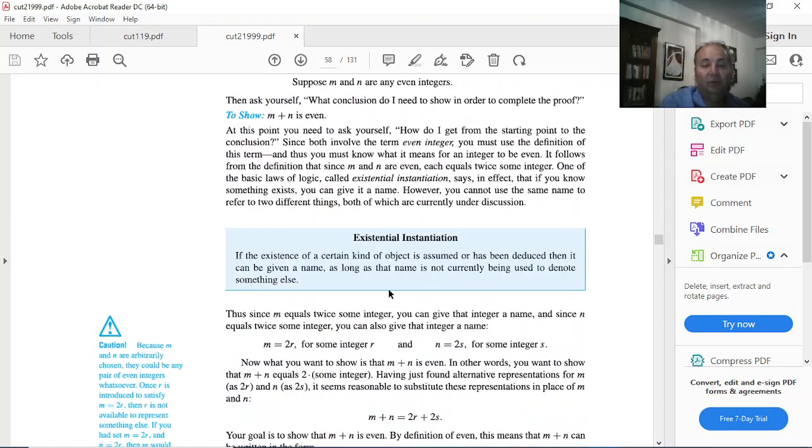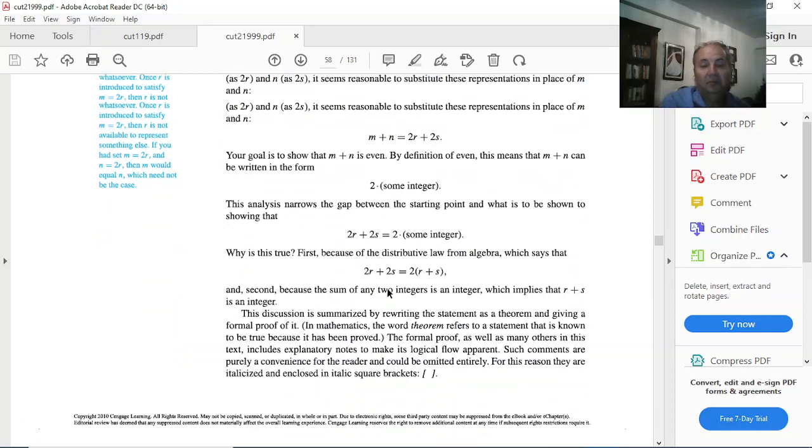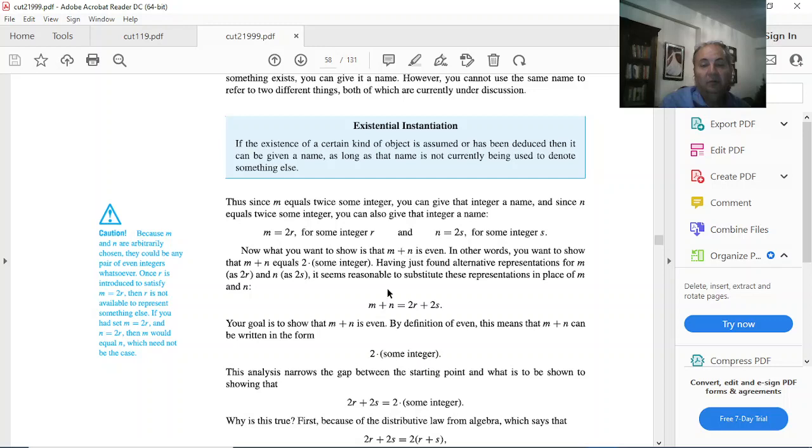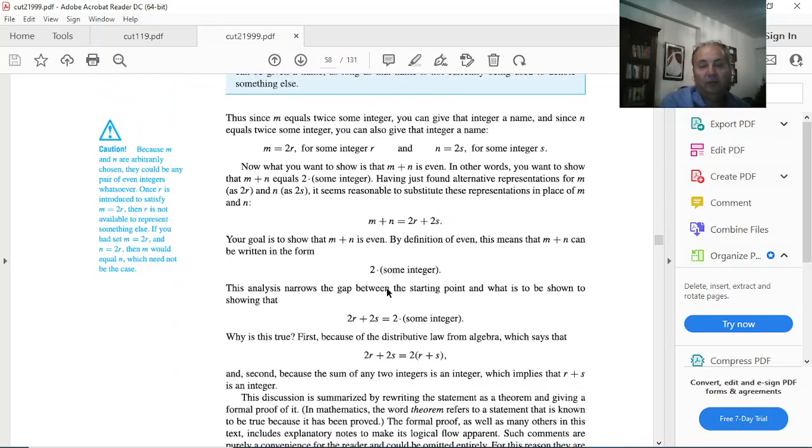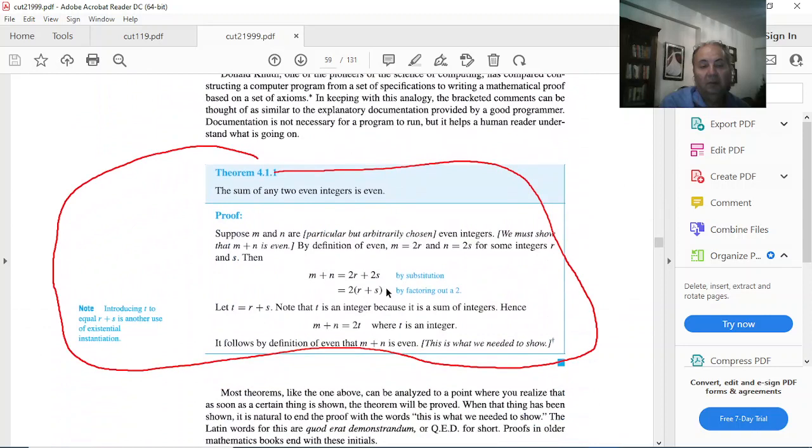And existential instantiation is sometimes used as a part of proof. But this is not a formal proof. When you talk about these kinds of things, a formal proof is not written. But this is a formal proof, okay? Very important. The way you write the proof looks like a programming language. This is the formal proof.